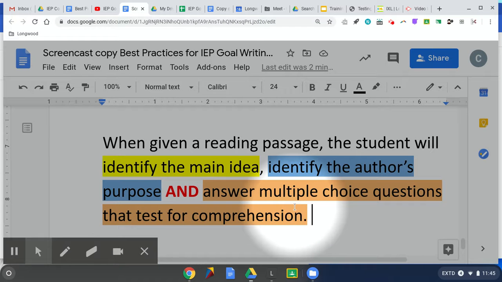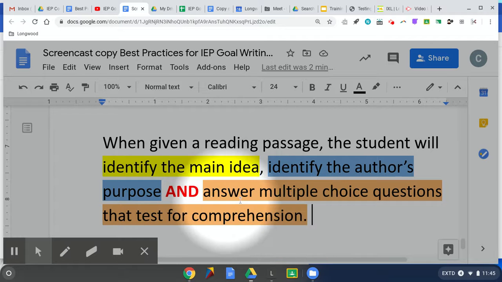So to measure this would be very difficult. Now, it's not impossible. If I wanted to measure a goal like this, and keep in mind, I don't think I would ever write a goal like this, but let's say you wrote a goal with multiple components, you could assess this using a rubric where you could break it down: did they identify the main idea? Did they identify the author's purpose? And did they answer the questions that test for comprehension?